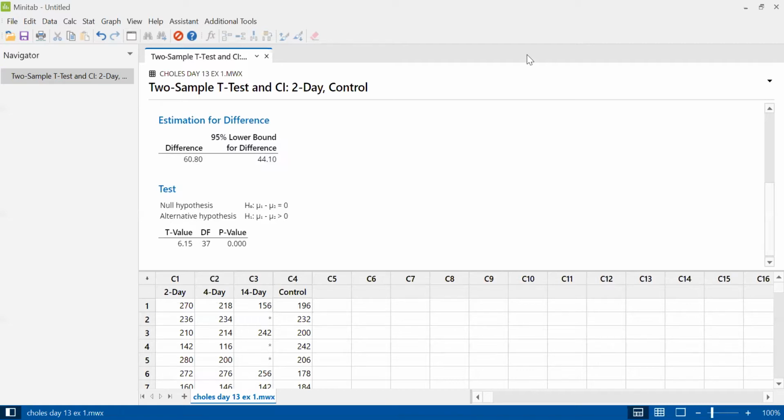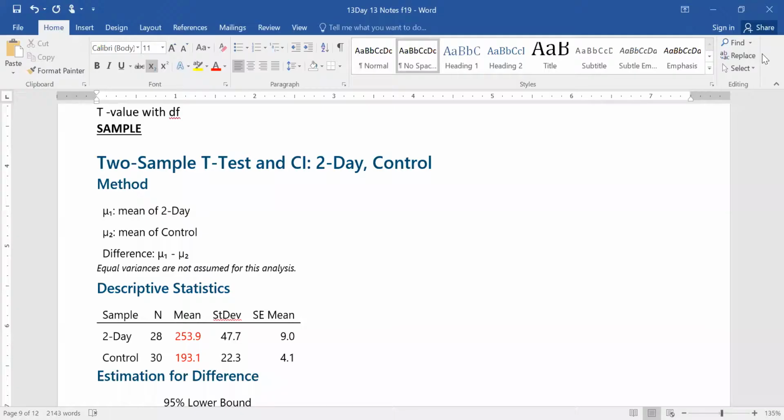So I'm going to bring this over and take a look at the Minitab. I'm struggling in the typed notes.